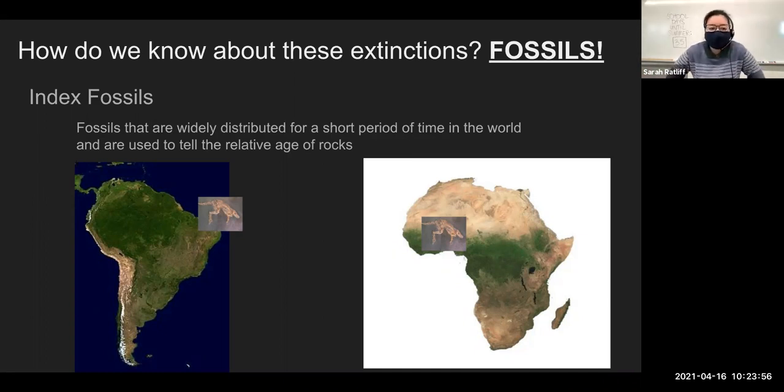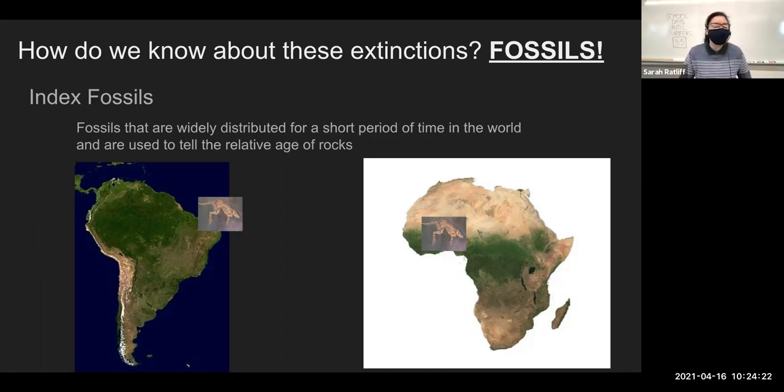And they also give us things that are called index fossils. Index fossils are fossils that are very widely distributed across the world, on different continents, and they're only present for a very, very short amount of time. If, let's say, we have a creature that was alive for 50 million years, that's a really, really long time. Maybe not in the grand scheme of how old the Earth is, but 50 million years is a significant amount of time.